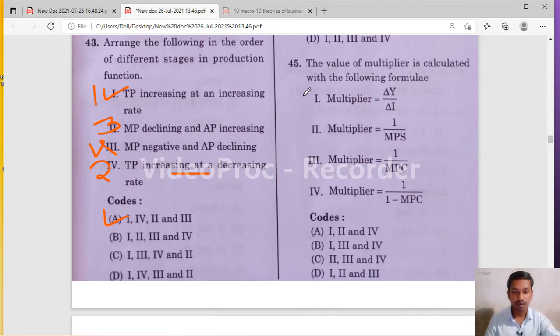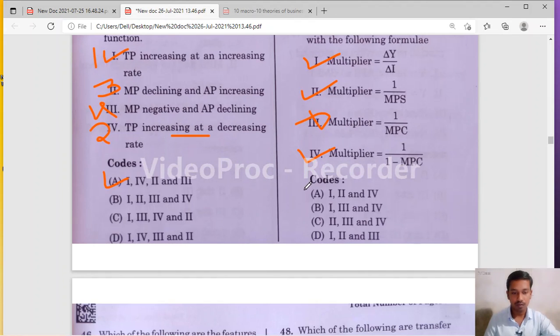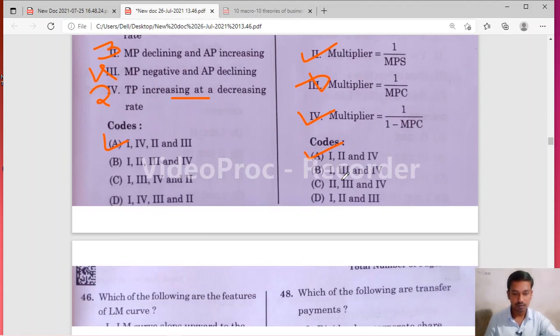Multiplier's formula, you know, multiplier is equal to change in income divided by change in investment, delta y upon delta I. It is also correct. Then multiplier is equal to 1 upon MPS, correct. Multiplier is equal to 1 upon 1 minus MPC. This is also correct. Third one is wrong here. So here the right answer is option A. 1, 2 and 4 are correct.